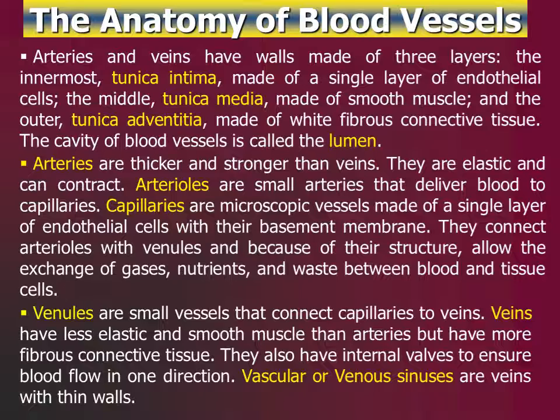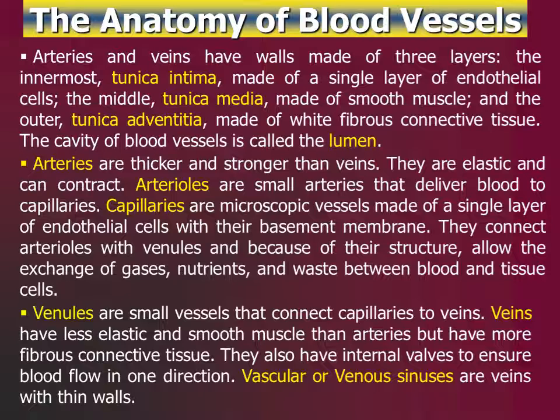Veins are made of the same 3 coats or tunics as arteries but have less elastic tissue and smooth muscle, and more white fibrous connective tissue in the outer layer or adventitia. They also are capable of distension to adapt to variations of blood volume and blood pressure. Veins also contain valves that ensure blood flow in one direction, toward the heart.